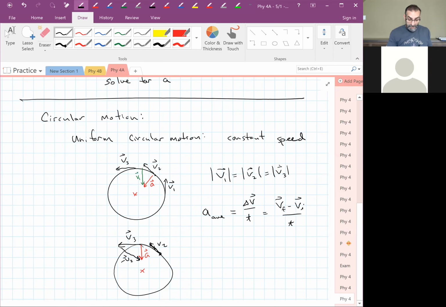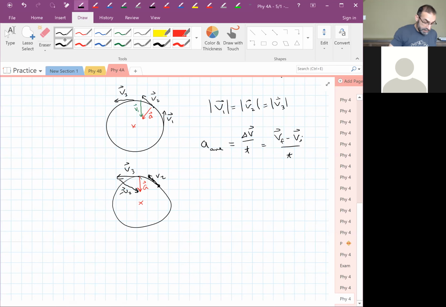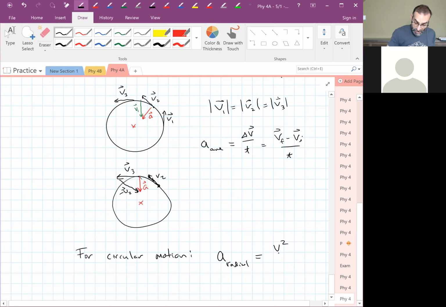Okay. We could do any two velocities. We would get the acceleration points toward the center of the circle. And we know it has to have this special value for circular motion. If something is moving in a circular path, there's a special value the acceleration has to have in the radial direction. It has to be v squared over r. And so we call that centripetal, right?